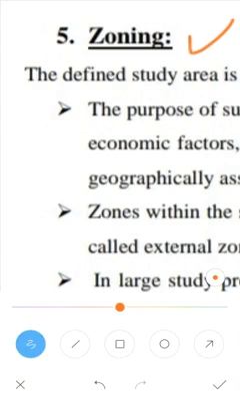Next is zoning. So what is zoning? I told you the area will be there. Whatever the area we undertake for doing the survey or to investigate to get some details for the transportation planning, we will make zones.